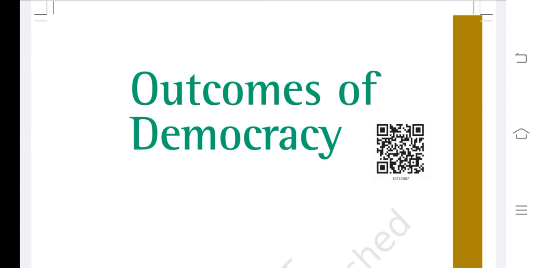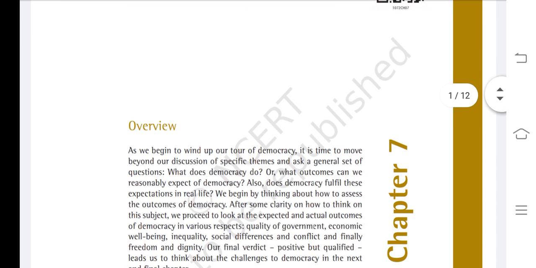Good morning, students. Today we are going to study chapter number 7, Outcomes of Democracy. What are the results of democracy? In this chapter, we are going to discuss very specific themes and a general set of questions. What does democracy do? Why is democracy made? What can be the result? What can be the outcomes of democracy?